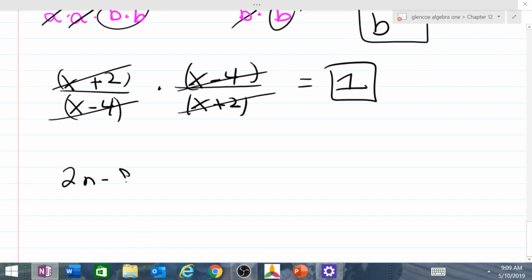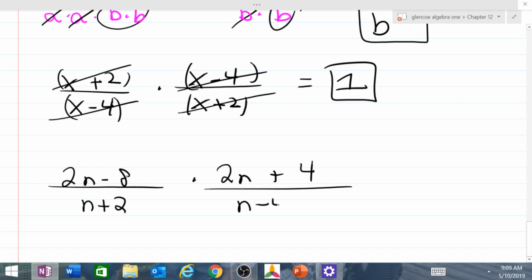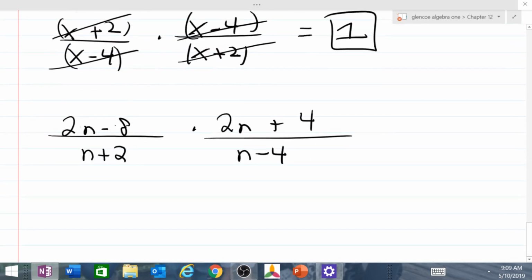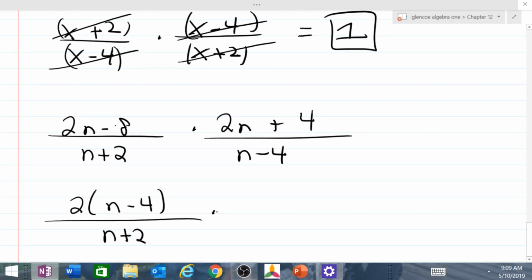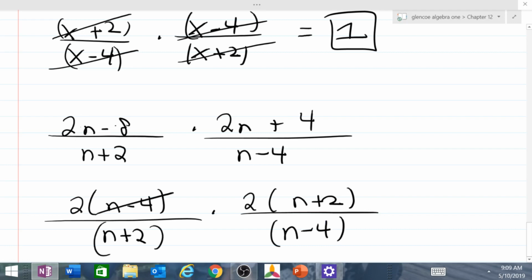2n minus 8 over n plus 2 times 2n plus 4 over n minus 4. Top fraction, factor by taking out the greatest common factor, which is 2 times n minus 4 over n plus 2 times 2 times n plus 2 over n minus 4. The n minus 4's cancel, the n plus 2 cancels, and your answer is 2 times 2, or 4.